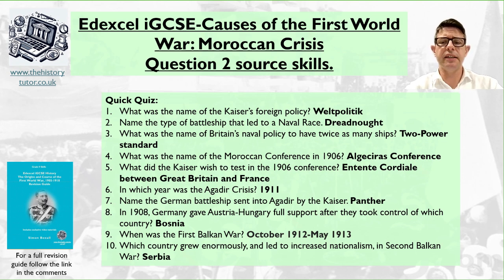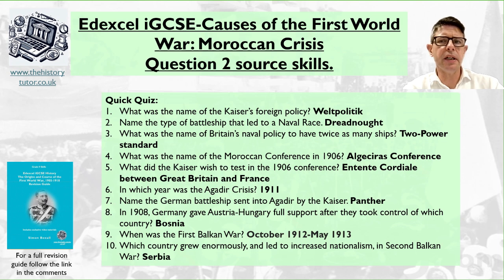What did the Kaiser wish to test in the 1906 conference? And as I said, it's the entente cordiale between Great Britain and France. Which year was the Agadir crisis? That was 1911. And question 7, name the German battleship sent into Agadir by the Kaiser. That was the Panther. So what's the Agadir crisis all about?